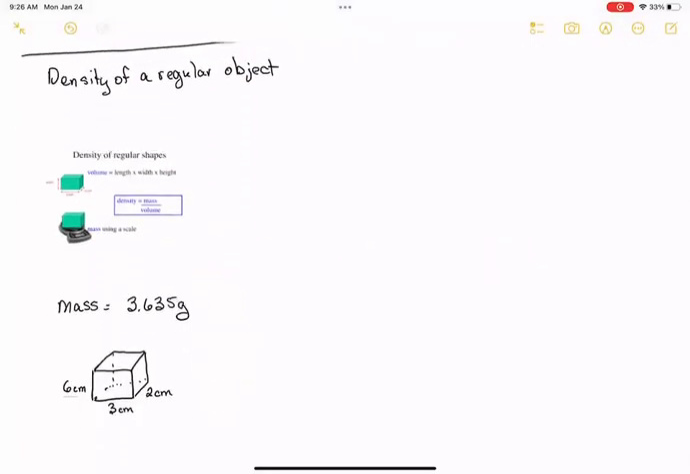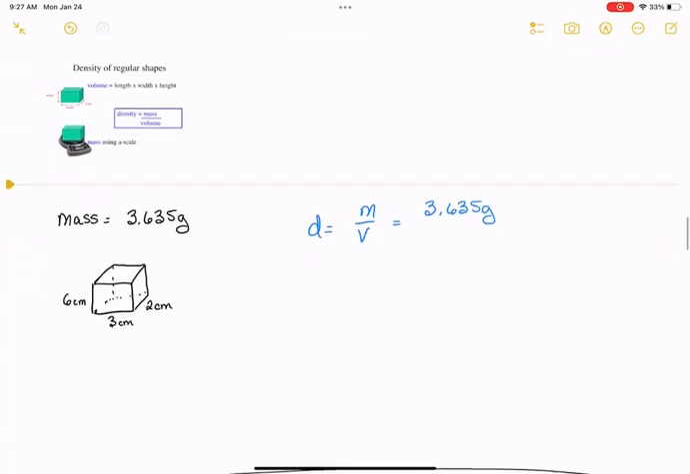So let's just pretend that the mass of our block that I just showed you was 3.635 grams. And our block had the measurement of 6 centimeters by 3 centimeters by 2 centimeters. Density is equal to mass divided by the volume. So we know our mass, that's easy. We just get the mass directly from the balance. But we need to determine the volume.